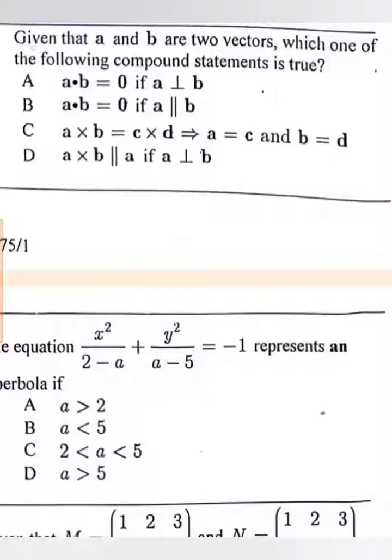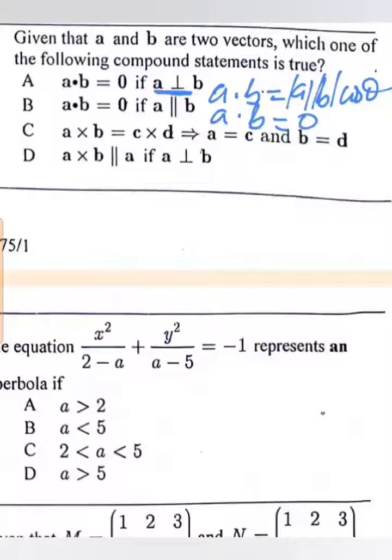Okay, in number 26, we have given that A and B are two vectors, which one of the following compound statements is true? Now let's start by considering this formula. A dot B equals A magnitude B magnitude cos theta. Whenever A is perpendicular to B, the angle between them should be 90 degrees, and the cosine of 90 degrees is 0. It implies that A dot B will always be 0 so long as A is perpendicular to B. So option A is true.